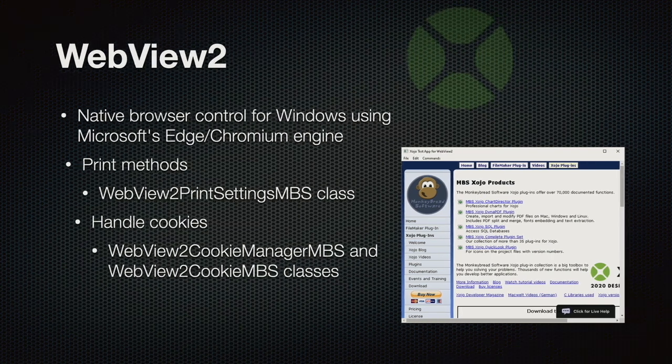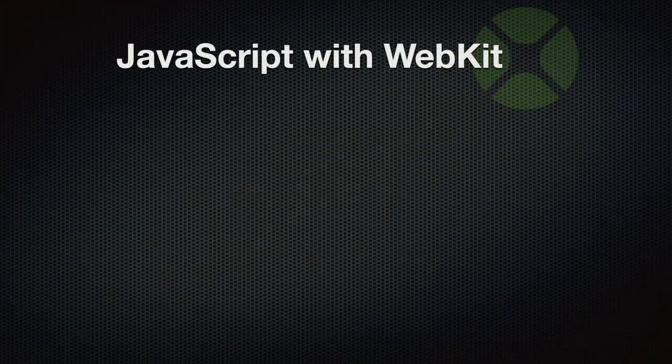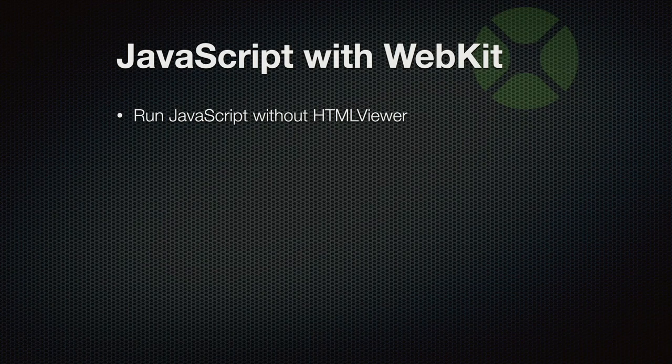Then we have classes to run JavaScript without a web viewer. So without a browser, you can just run JavaScript to do some calculations, like running some script to calculate a hash for some login token, or you can use JSON operations in JavaScript. And we have two engines there. We have JavaScript with the Duktape engine and JavaScript with WebKit. So you can run JavaScript without an HTML viewer using the WebKit engine from Apple.